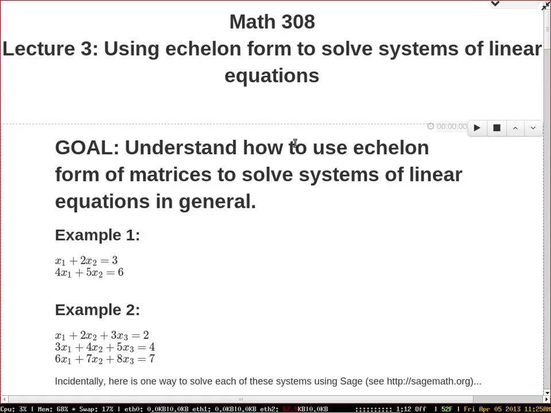There's some subtleties though, because there might be no solutions at all. There might be exactly one solution. There might be a one-parameter family of solutions, a two-parameter family of solutions, and so on. So you have to know how to systematically, quickly read off which happens.